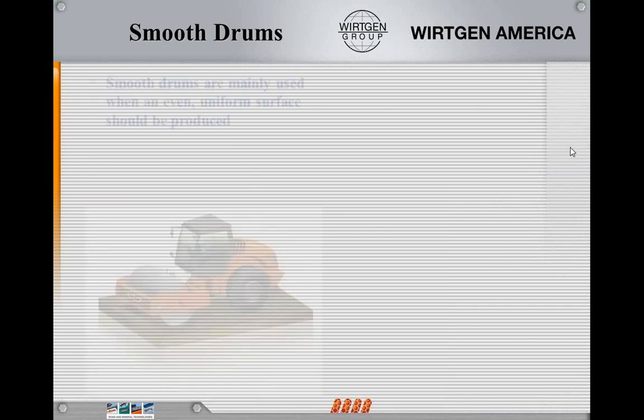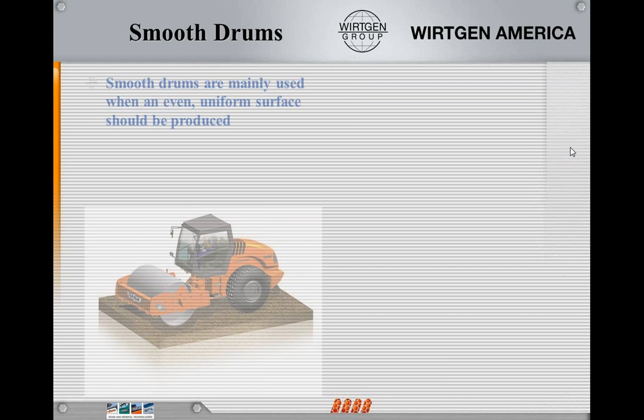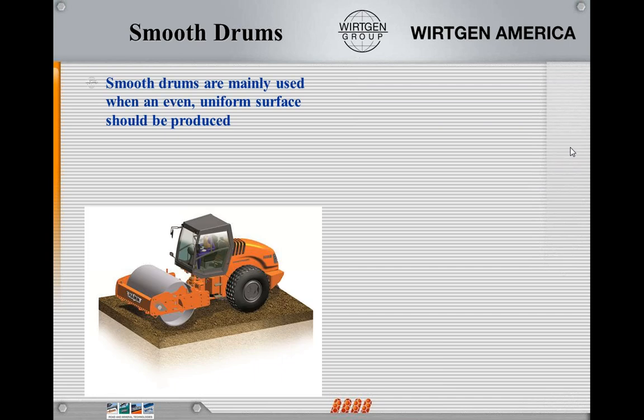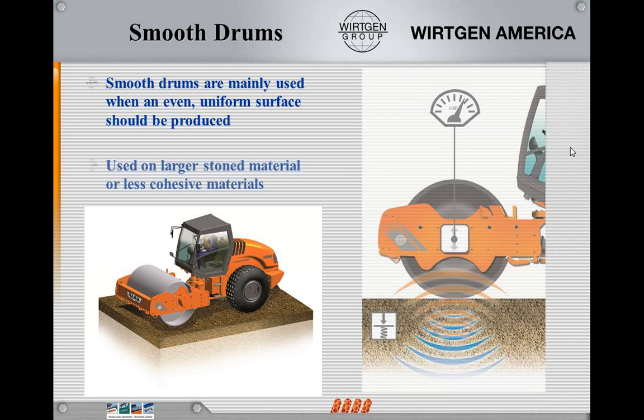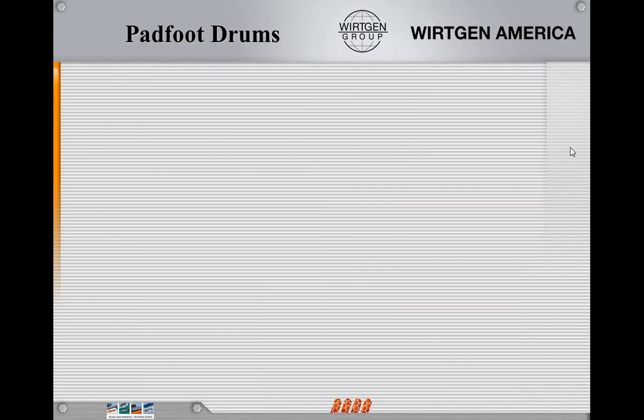When we talk about smooth drums, we have basically two different types on a soil roller. Like I said, we have the smooth drum rollers and we have the pad foot rollers. The smooth drum rollers are mainly used when we need an even, uniform surface to be produced. We also use them on a much larger stone material, or a less cohesive or road-base type material where it's not really mixed with either clay or silt particles.